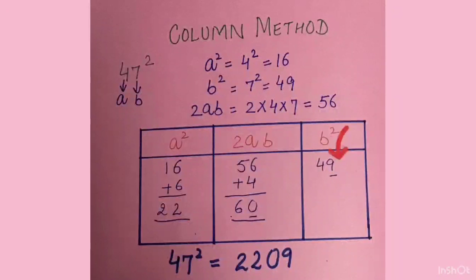Start from the B square column. Underline 9 and add 4 to 56 and get 60. Now underline 0 because 0 is at the unit place and add 6 to 16. You will get 22. Now underline both of these. Now the answer is to take all the underlined digits. So the answer is 2, 2, 0 and 9. So 47 square is 2209.